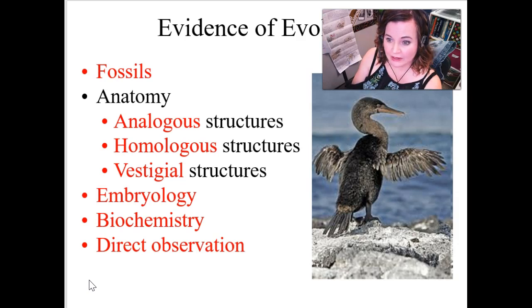Today we're going to look at evidence of evolution. So, what evidence do we have to support the fact that this is actually occurring in reality? Some of the things we're going to look at are fossil evidence, anatomical evidence, including things such as analogous and homologous structures and vestigial structures, evidence in embryology, so comparative anatomy of embryos essentially, biochemical evidence, and also evidence that we've actually seen, direct observation, evidence that evolution is actually occurring in different studies that have been done.